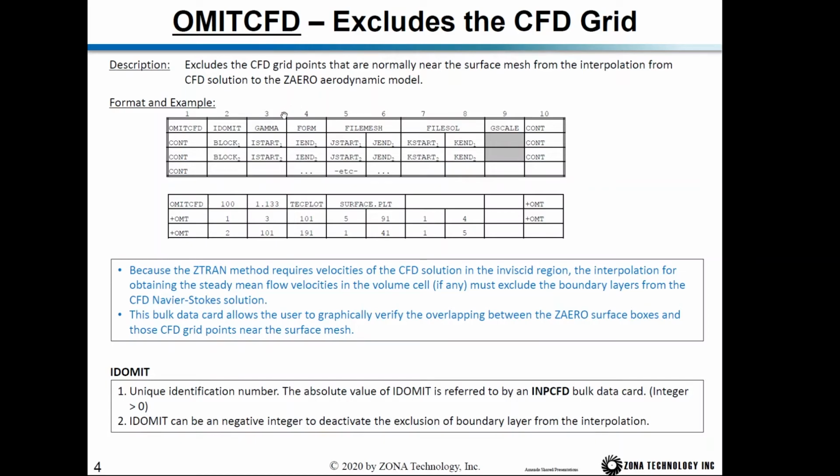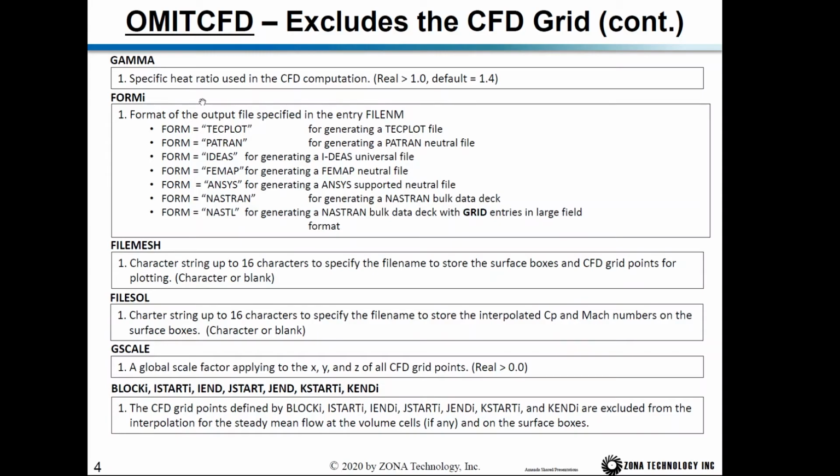OMI CFD is referred to by the IMP CFD one car, because the Z-Tran method requires the velocity of the CFD solution in the inviscid region. So in order to avoid the Z-Tran method interpolating the CFD solution within the boundary layer, you have to exclude the boundary layer from this interpolation process. And this one is referred to by the IMP CFD. But this one can be a negative integer to deactivate the exclusion of the boundary layer from the interpolation. And gamma is the specific heat ratio.